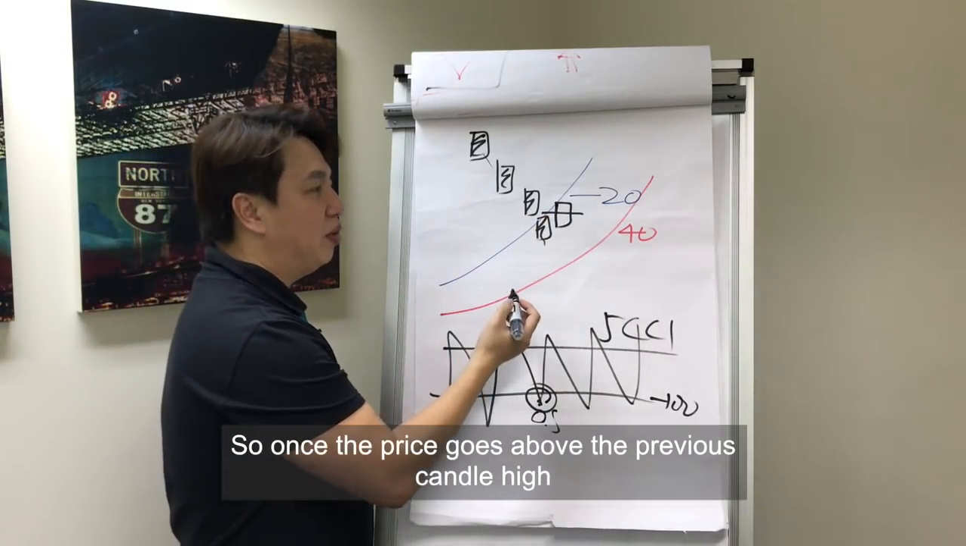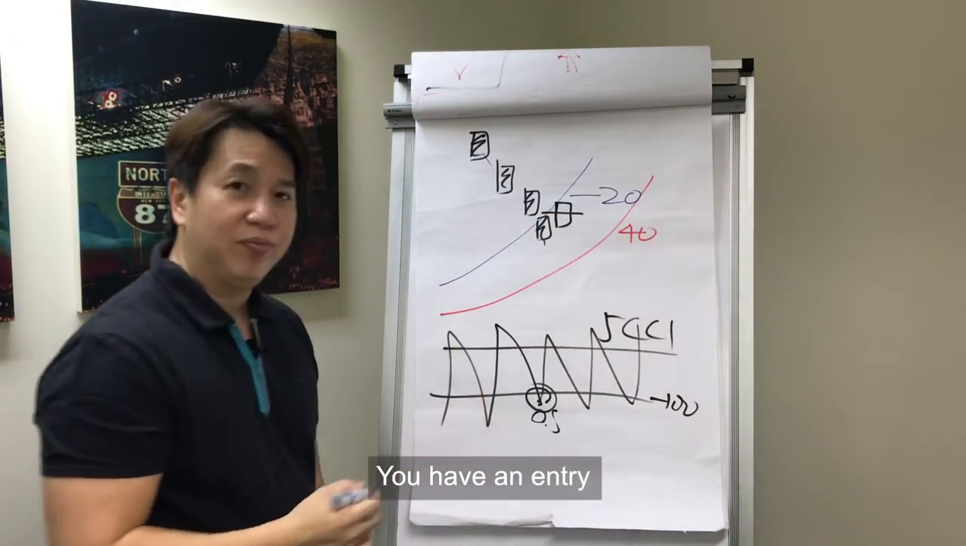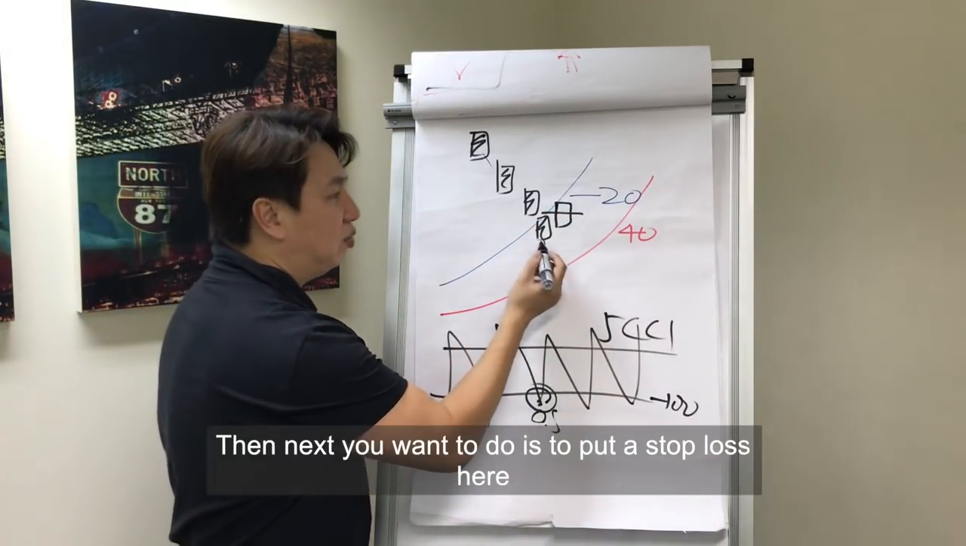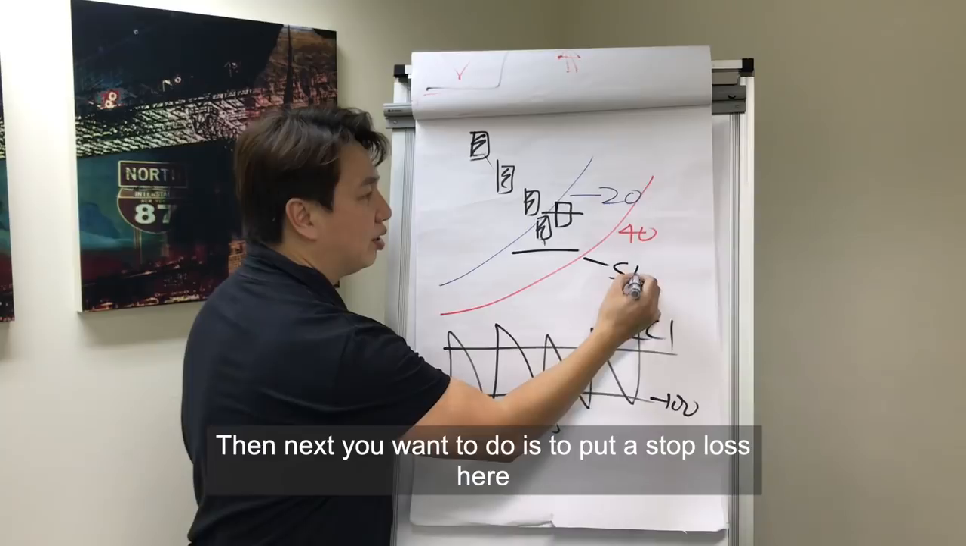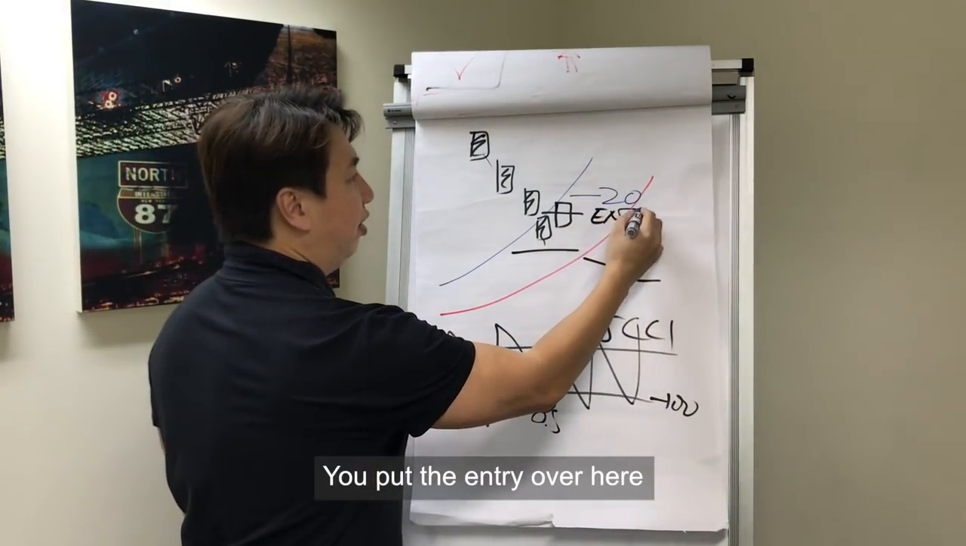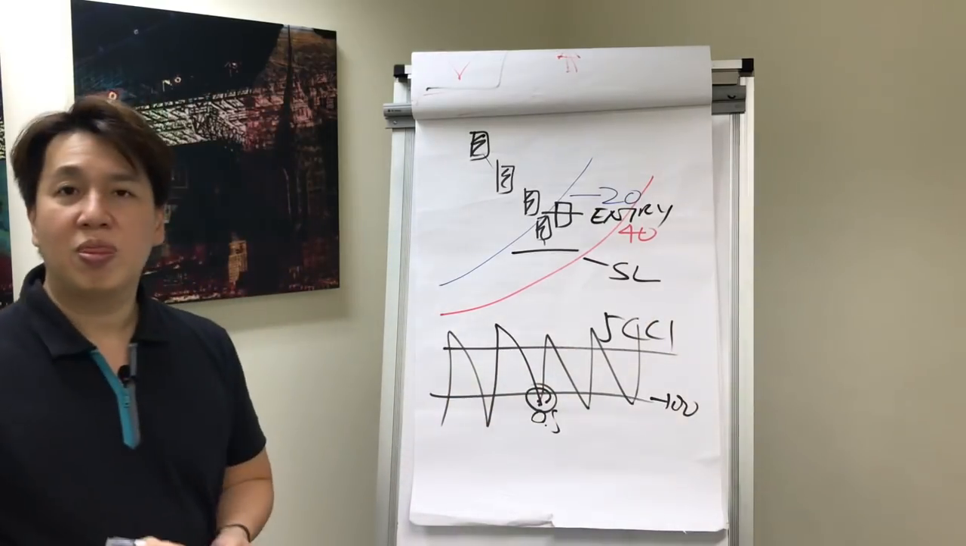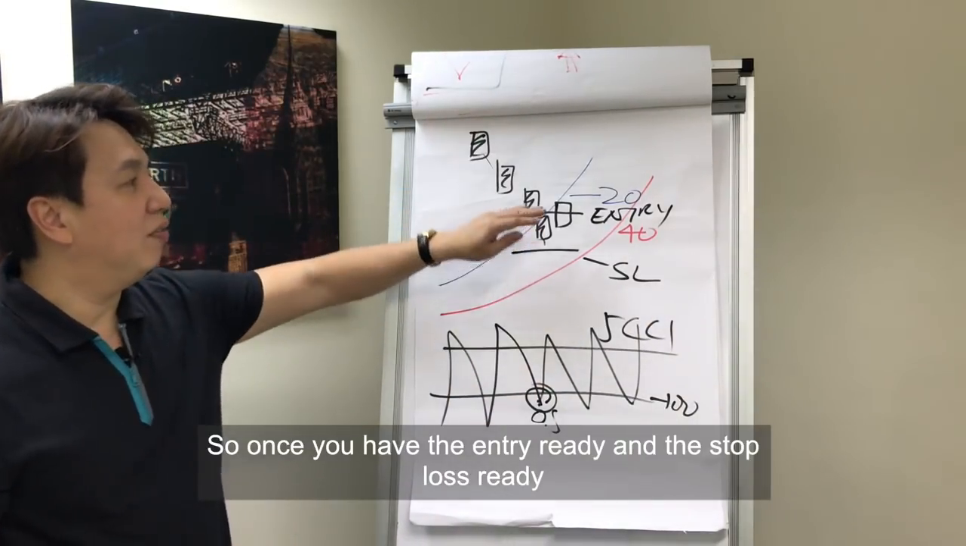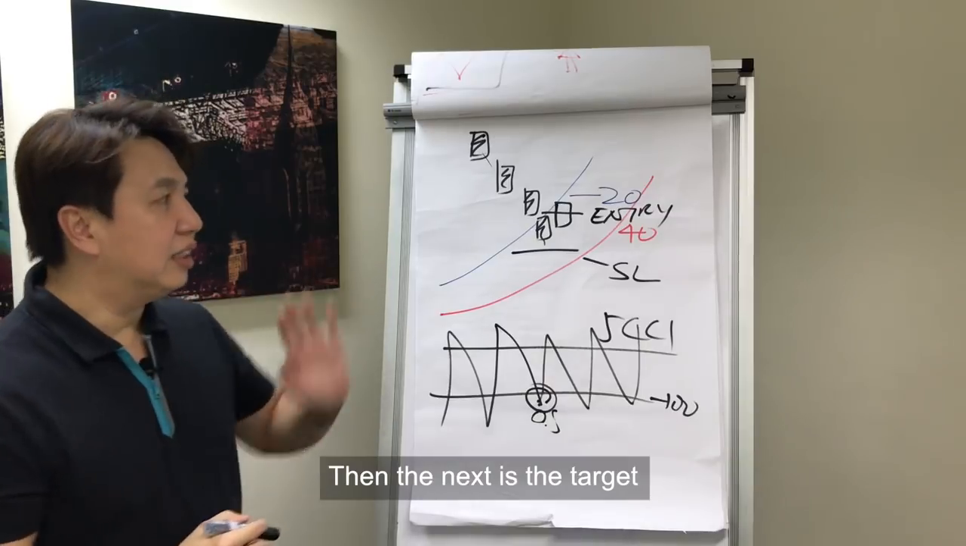So once the price goes above the previous candle high, you have an entry. Once you have the entry, the next thing to do is to put a stop loss here. You put a stop loss here, you put an entry over here. So once you have your entry ready and your stop loss ready, then the next is a target.